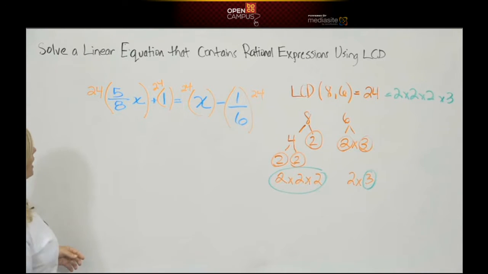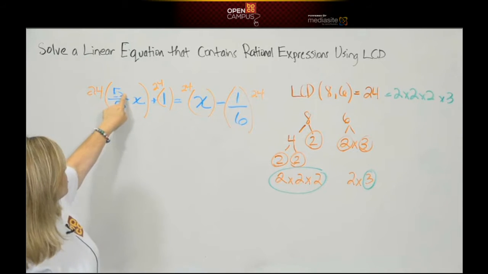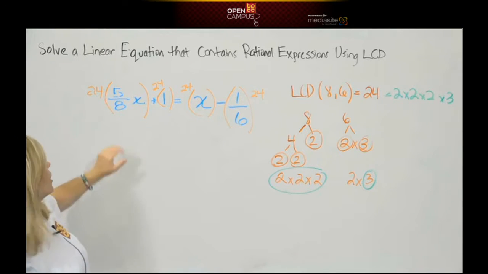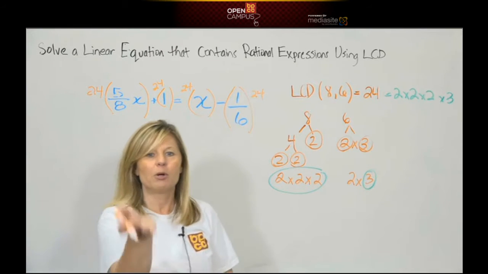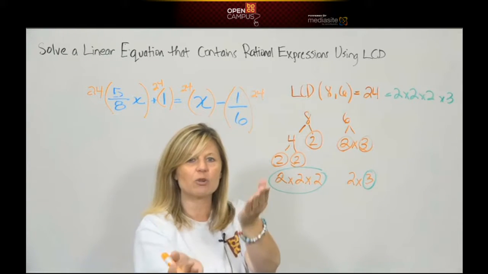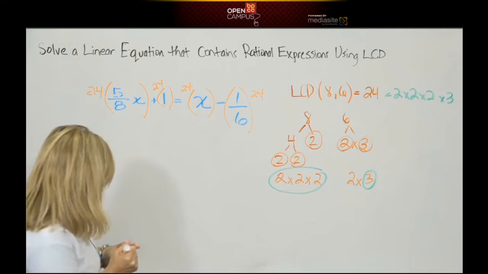Now, this is what's great. This is red. 24 times 5 divided by 8. I heard multiplication and I heard division. What would be quicker? Would it be quicker to do 24 times 5? Or would it be quicker to do 24 divided by 8? Very good. Because multiplication and division are equal, we always do the division first to make the smaller number.